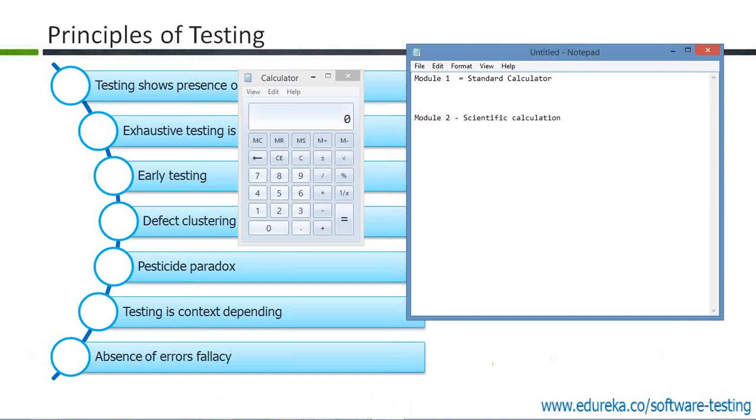Here in the standard calculation, they will take up some basic test cases, basic test cases for regression testing. Okay, you may not understand what regression testing is. I'll come to it. Give me a minute.